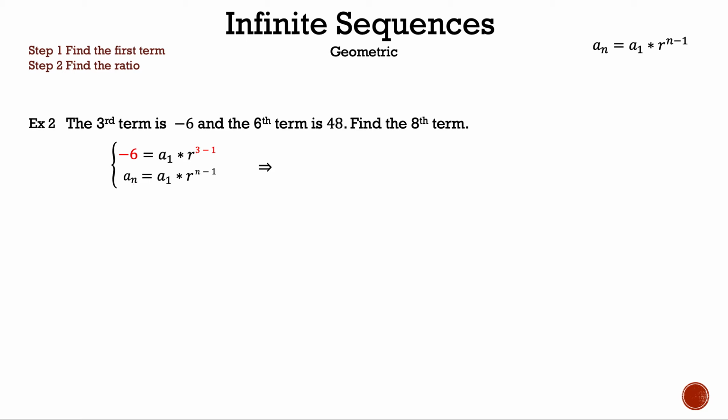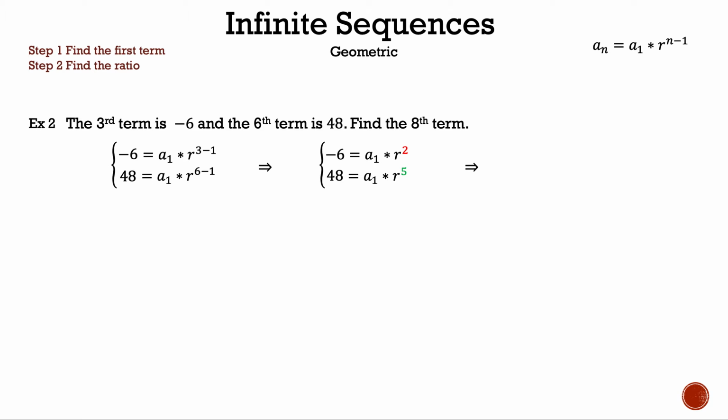Now let's move on to the sixth term, or a sub 6. We also know a sub 6 is 48, and for our second equation we have 48 is equal to a sub 1 times r raised to the power of 6 minus 1. And those are the two equations that we are going to use to find the first term and the ratio. Let's simplify these exponents. r raised to the power of 3 minus 1 becomes r squared, and r raised to the power of 6 minus 1 becomes r to the power of 5.